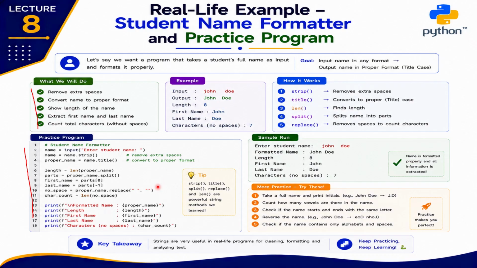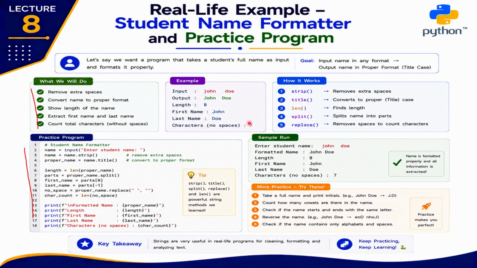Now, this calculates the number of characters after removing spaces. This gives the actual number of letters in the name. Finally, we print all the information. We display formatted name, we display length, first name, last name, and character without space.